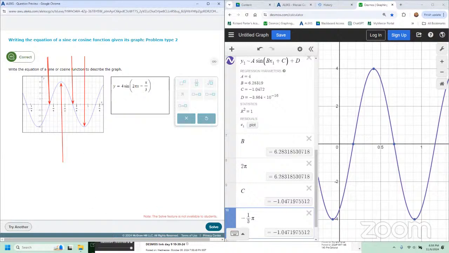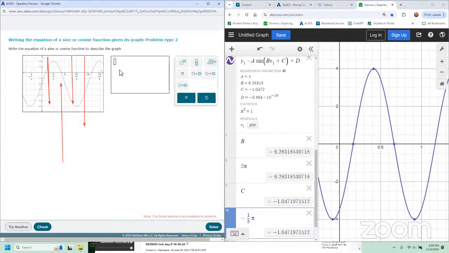Let's try another one, only hopefully it'll go a little faster. All right, I've got to clear away all this stuff. Where's my annotation thing? There it is. So I'm going to do my annotations now. I want this point at the bottom. I want this point at the bottom. I want this point there.